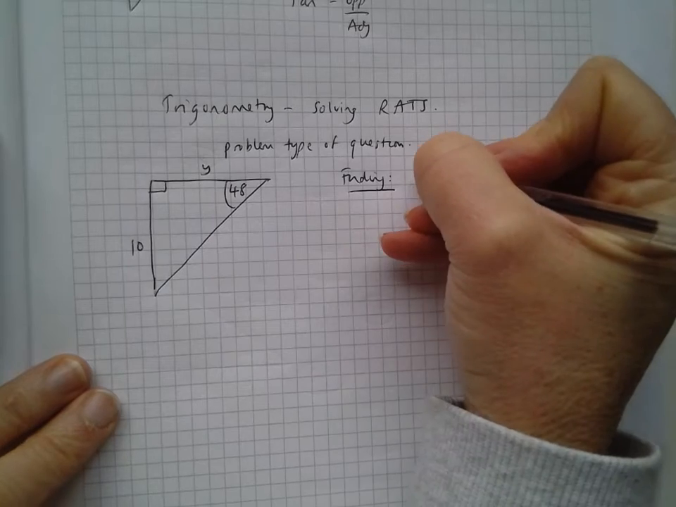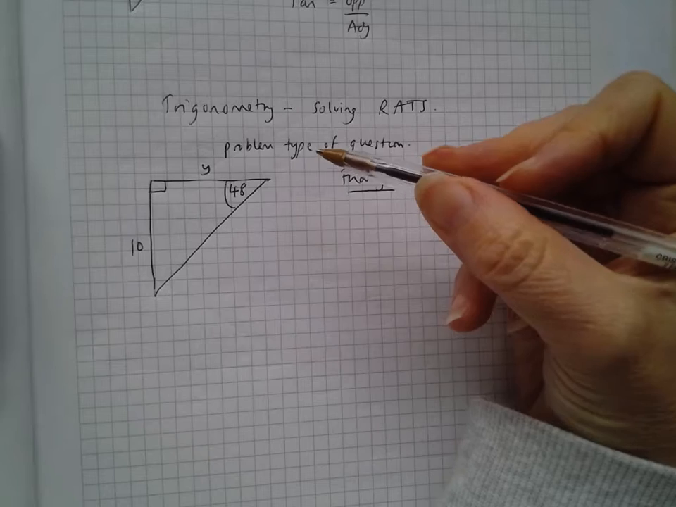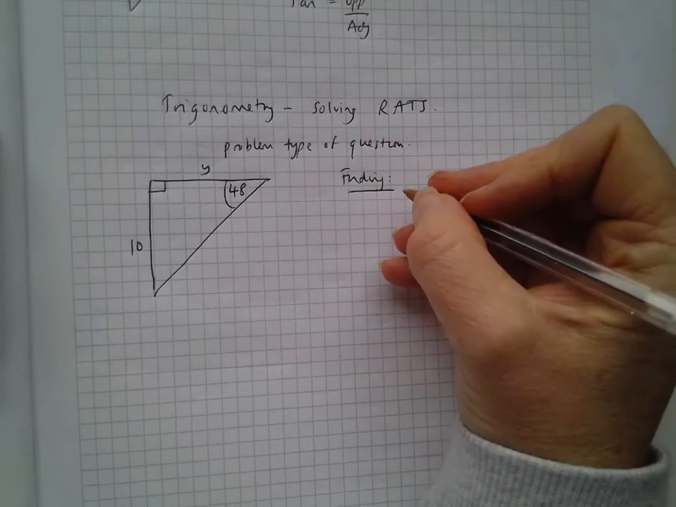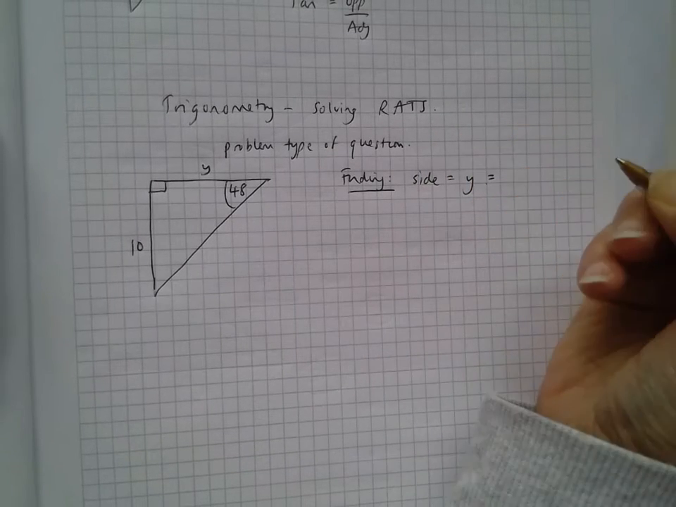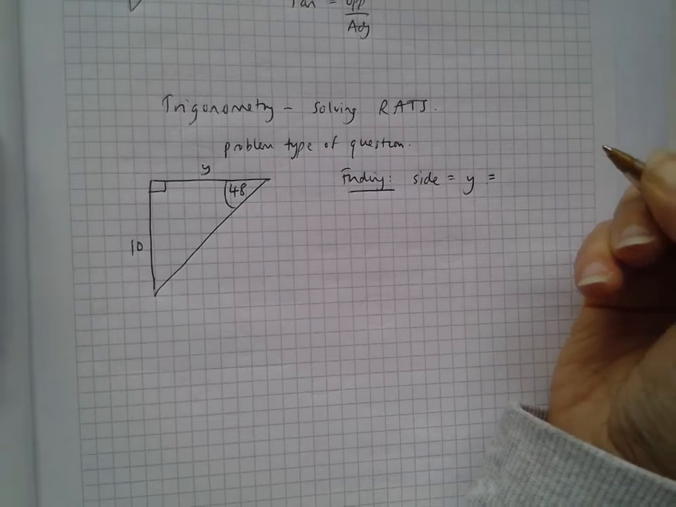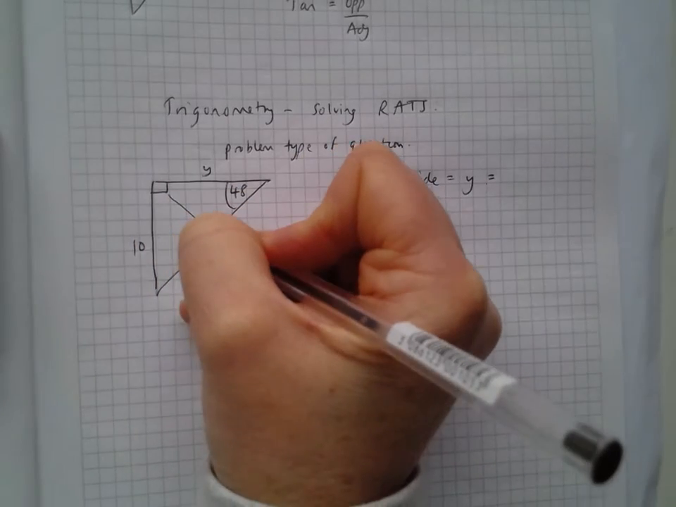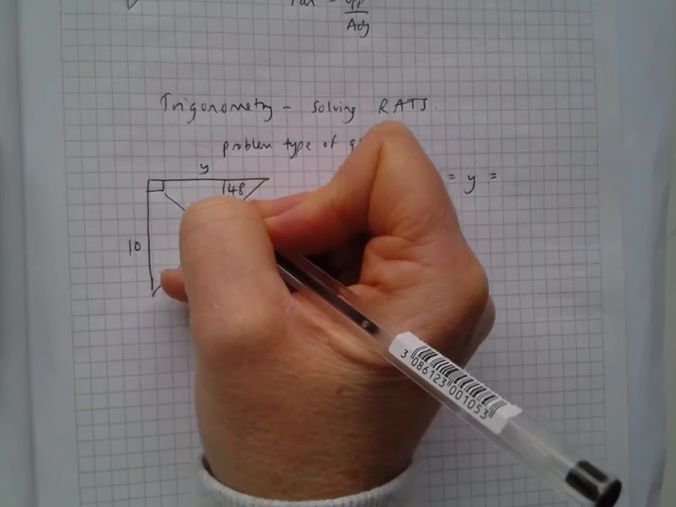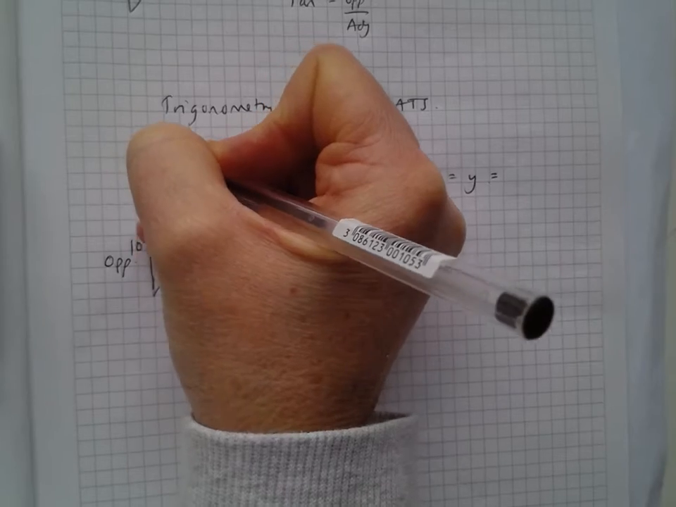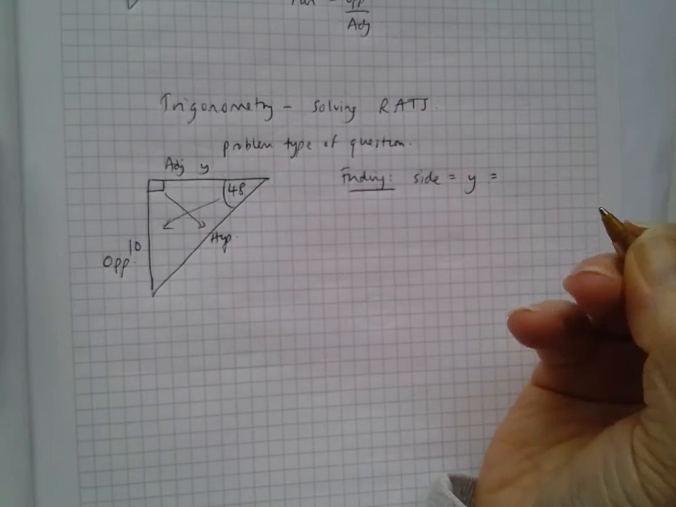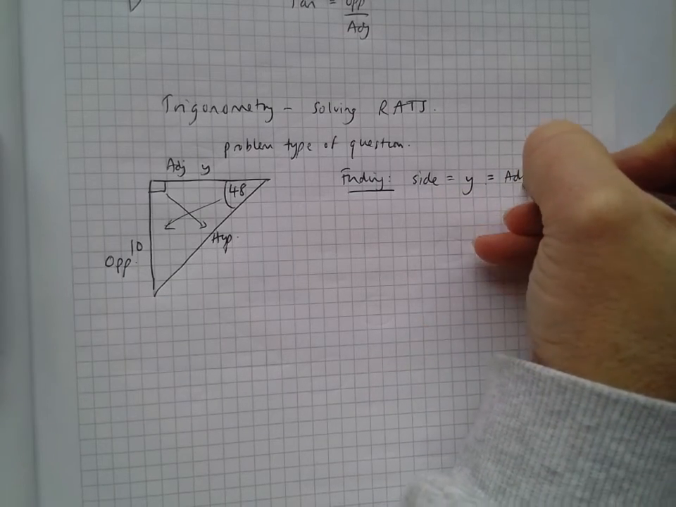What I've been saying to my classes is to write down what we need to find and what we have. So here we're finding a side which is y. Now we know it should be opposite, adjacent, or hypotenuse, so we better label our triangle first. The side opposite the right angle is the hypotenuse. The side opposite the angle that we have is the opposite, and the side next to the angle we have is the adjacent. So in this case we're finding the side y, which is the adjacent.